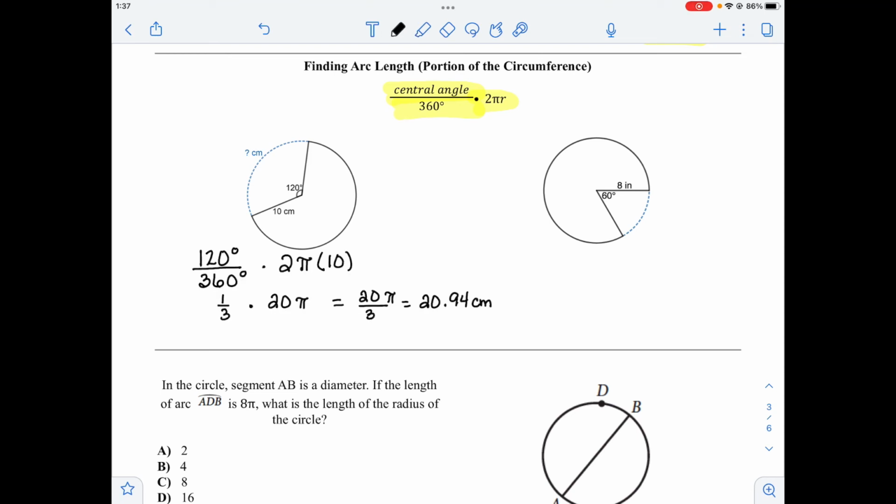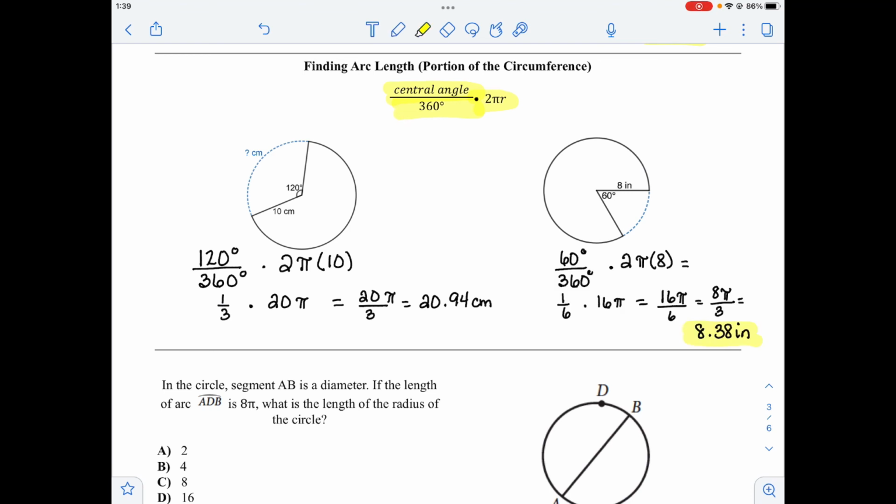When I plug in my values, I have my central angle, which is 120 degrees, divided by the total degrees in a circle, 360, and then multiplied by the circumference, having the diameter of 10. I went ahead and simplified: 120 divided by 360 is 1/3 of the circle. And then we're multiplying it by 20 pi, which is just the diameter times pi. We could leave it in terms of pi, 20 pi over 3, but that equals, rounding with decimals, 20.94 centimeters. I want you to try the next one and see how you do.